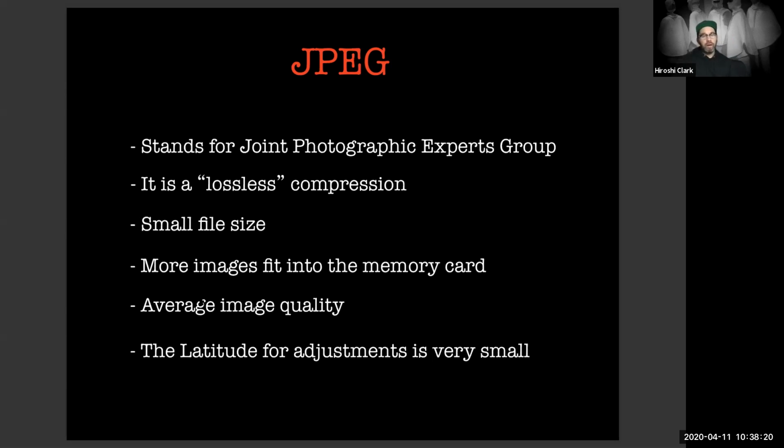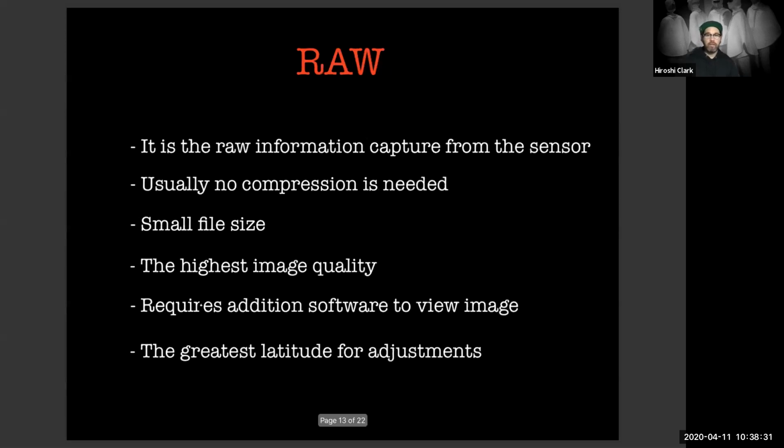So we have small file size, more images fit on the memory card. We talked about all that. It's average image quality, and the latitude for adjustment is very small. We talked about that. Okay, raw. The raw information is captured onto the sensor. We talked about that. There's no compression. We haven't talked about compression, but we'll skip that for now.